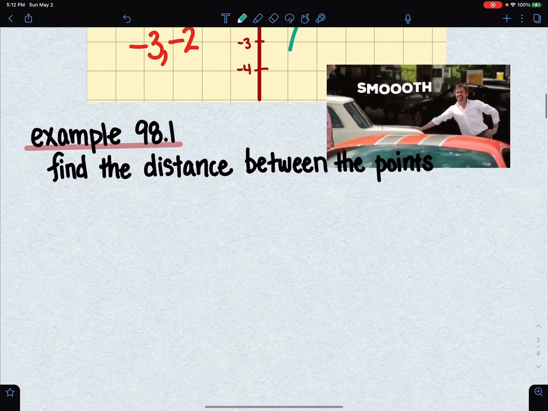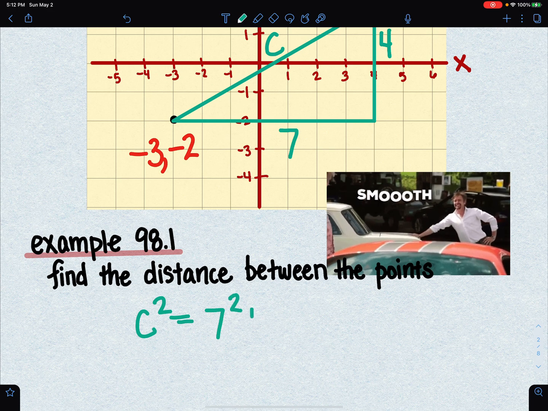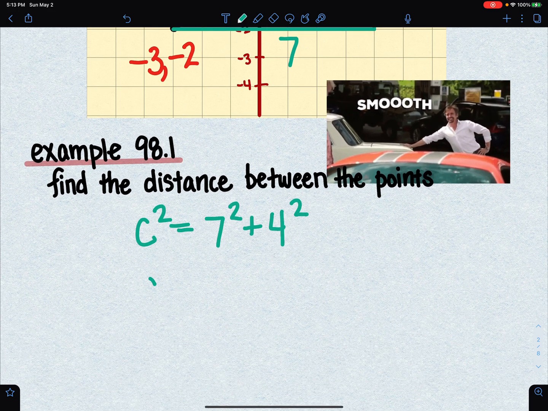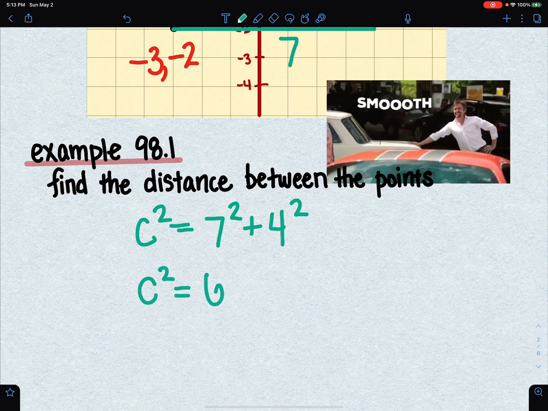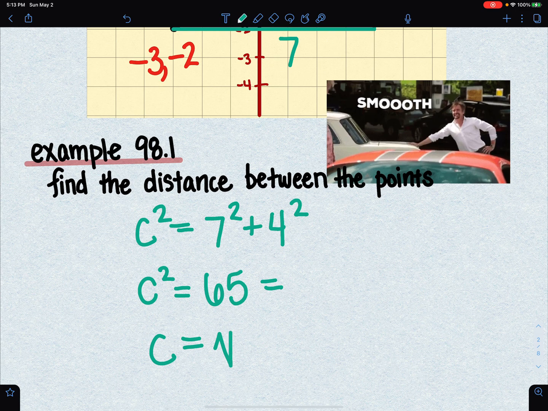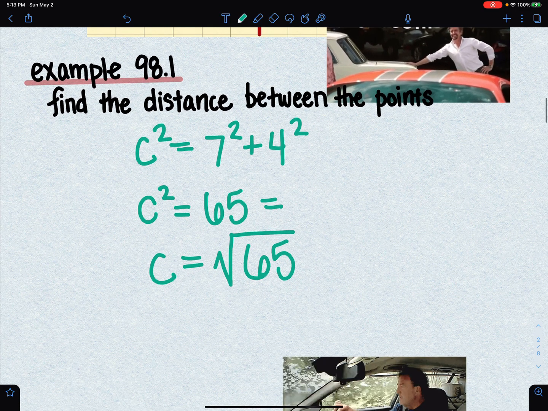So now it's going to be c squared equals 7 squared plus 4 squared. And now you solve it just like anything else. C squared is equal to 65. And then c is going to be, well, I'll just write it underneath. C is equal to the square root of 65. And you can just leave it like that.